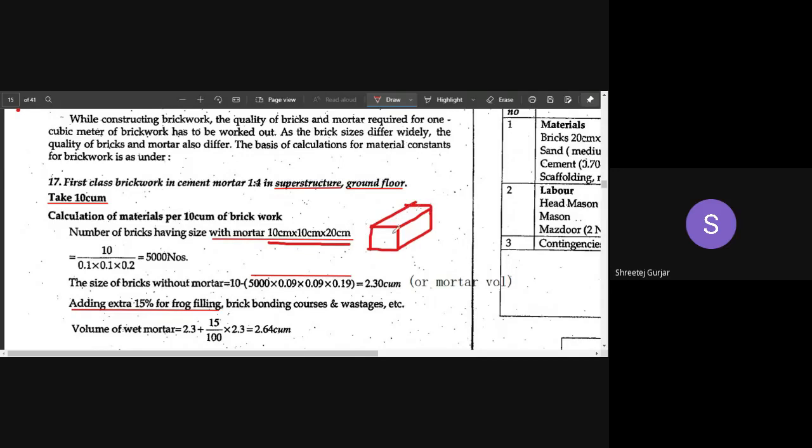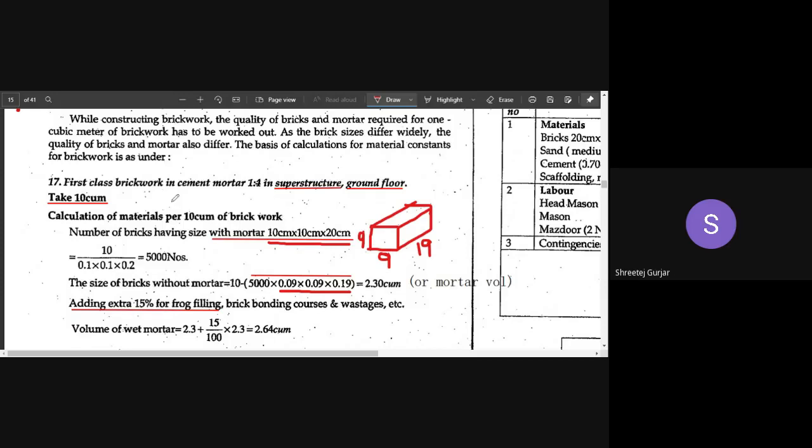So if you do not include your mortar, the size of this brick is what? 9 centimeters by 9 centimeters by 19 centimeters. Okay, this is 9, this is 9, and this is 19. Excluding your mortar. If you include your mortar, it will be 10 by 10 by 20. So this standard you have to remember. Do not forget this. This standard is very important, which you have to remember.